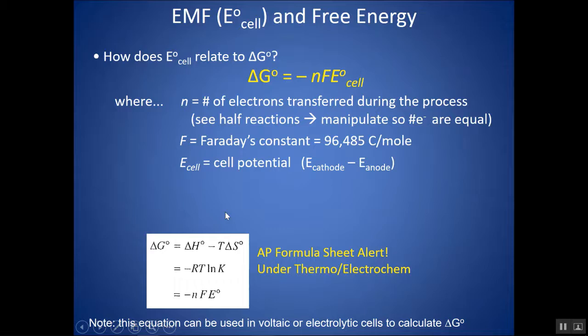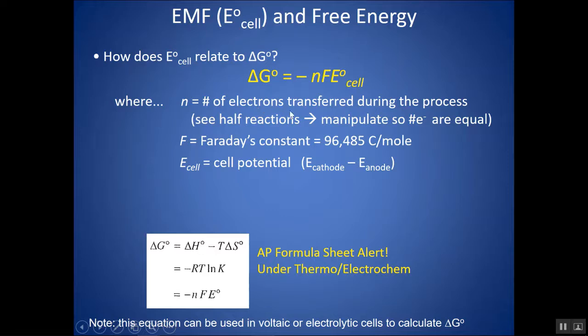So we can also relate this to delta G, which, if you remember, was Gibbs free energy. And on your formula sheet, you will see there's a bunch of delta G equations, and this one's at the bottom. Delta G equals negative nFE, which is E of the cell, and sometimes you see it without cell. What are these different variables in here? So delta G equals negative. A lot of people forget that negative sign, so don't forget that's there.